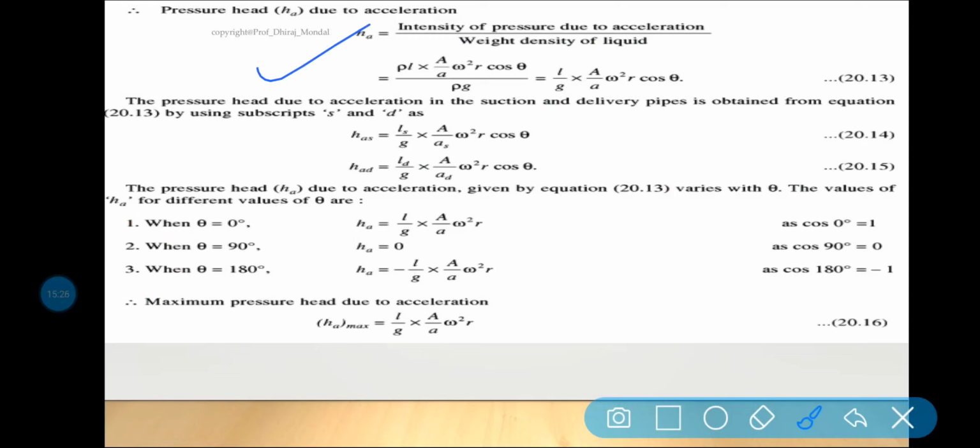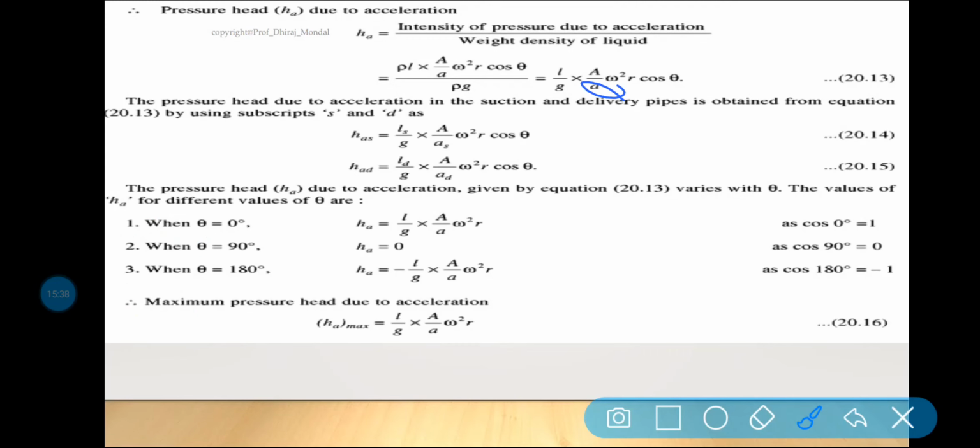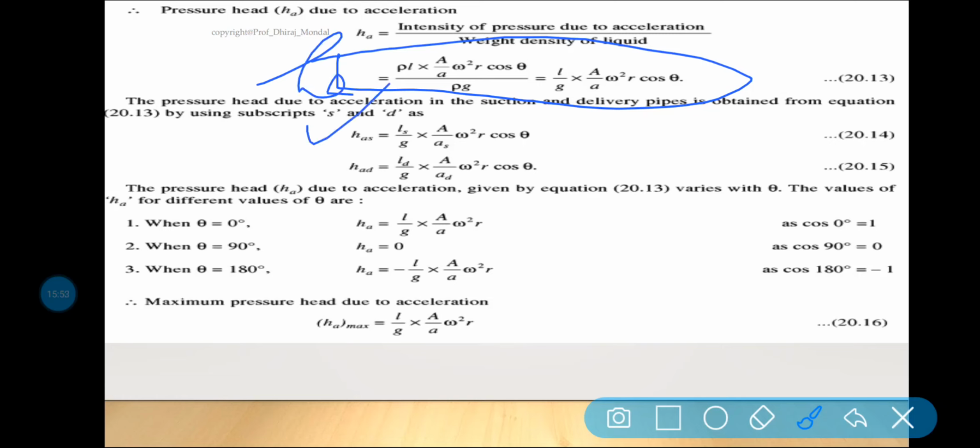Now if I calculate the head due to acceleration in the suction pipe, then instead of L you have to put LS, that is the length of the suction pipe, and instead of A you have to put AS, that is the area of the suction pipe. Clear? Remember again I am telling you, this is your general equation. Now in case of suction pipe, head due to acceleration is LS by g into A by AS into omega square r cos theta, and for the delivery pipe just put D: LD by g into A by AD into omega square r cos theta.